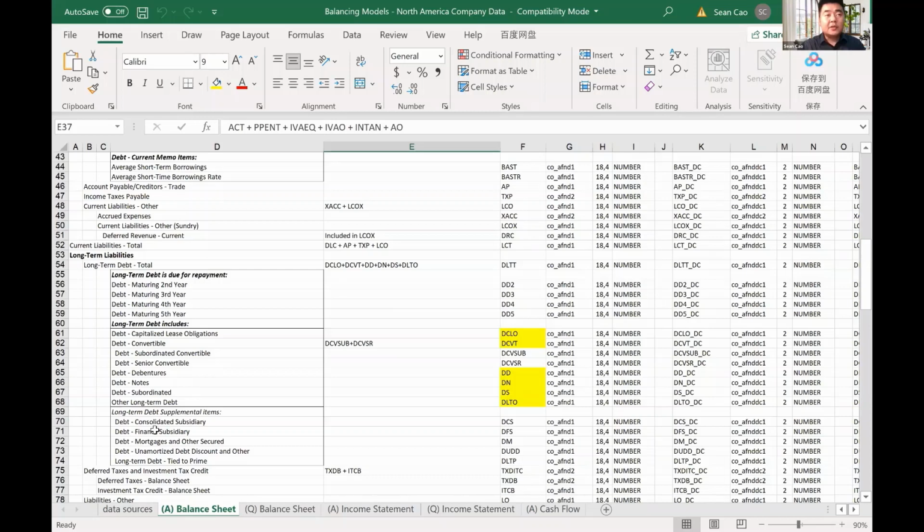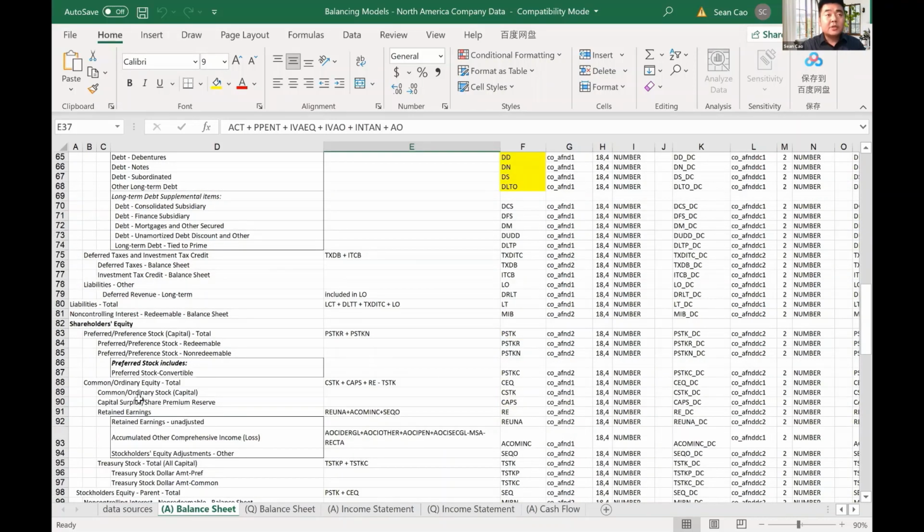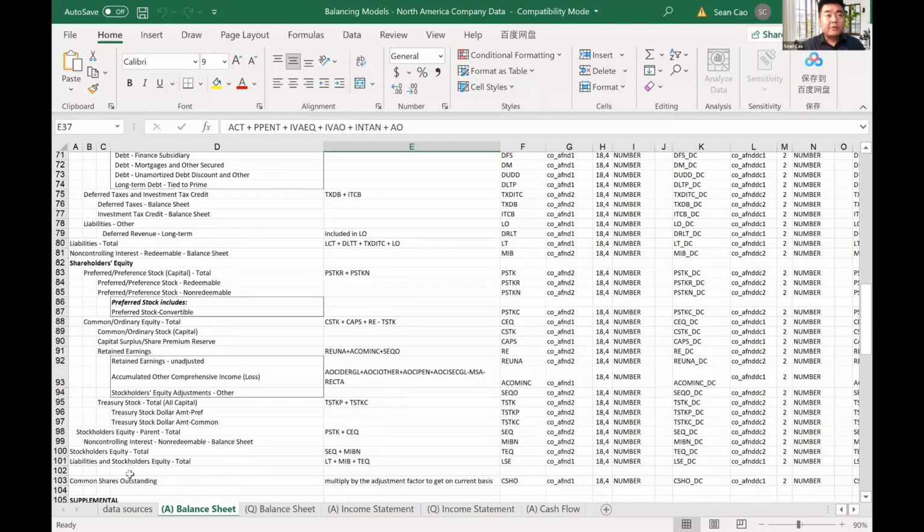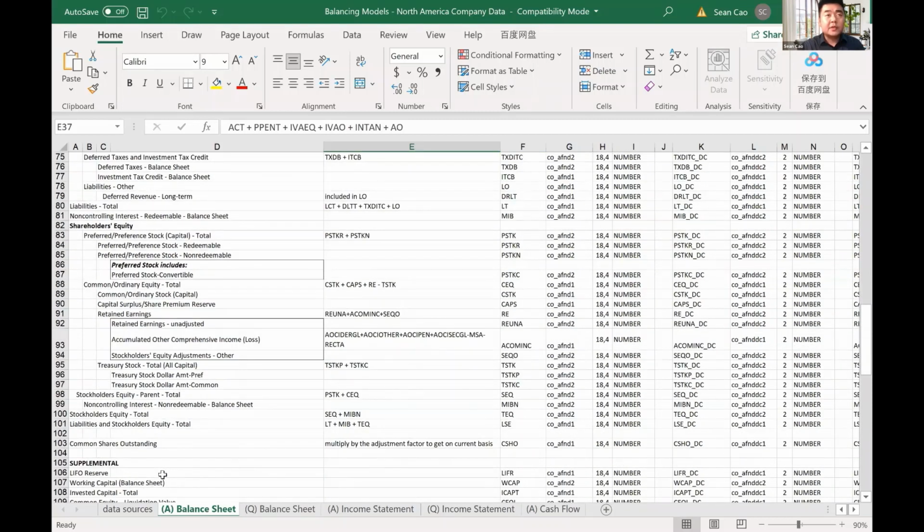And then go down here, you have the shareholders' equity. This is the value of the shareholders' equity. You have the preferred stocks, common shares, treasury stocks, shareholders' equity, and so on. You have all the others together.